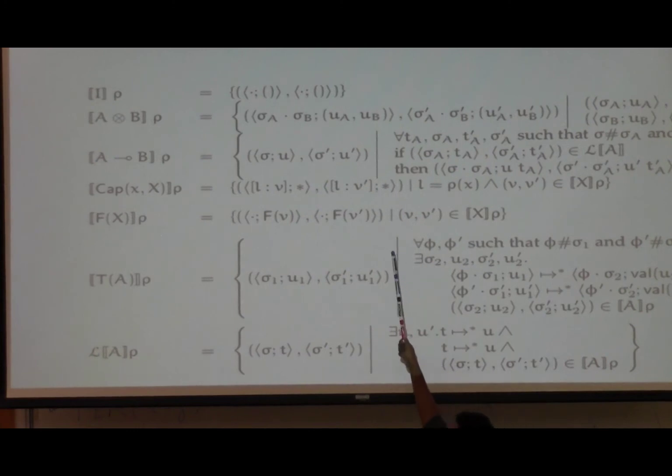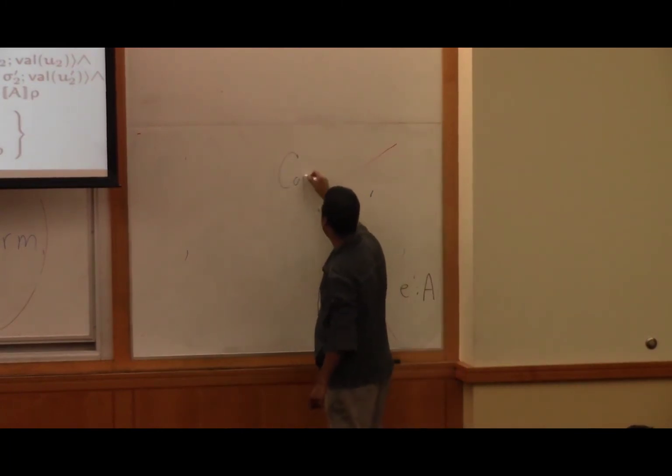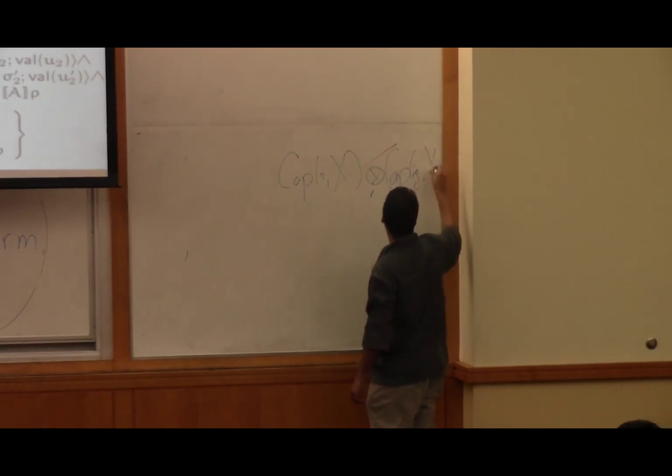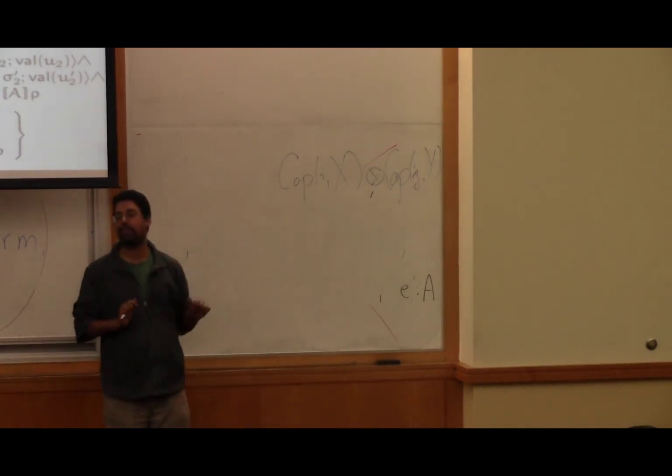So a capability is telling you, I own this one element chunk of memory holding this value V. And so what that means is that if you have the type capability I tensor capability J, then what you have is information about two disjoint pieces of memory.